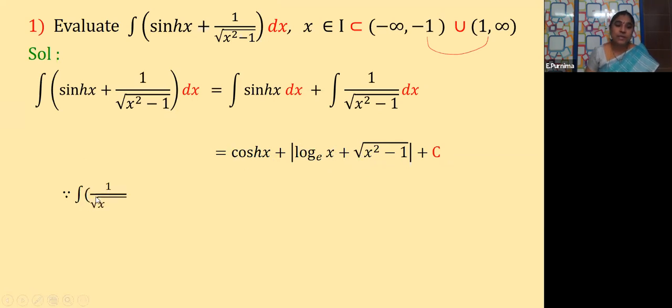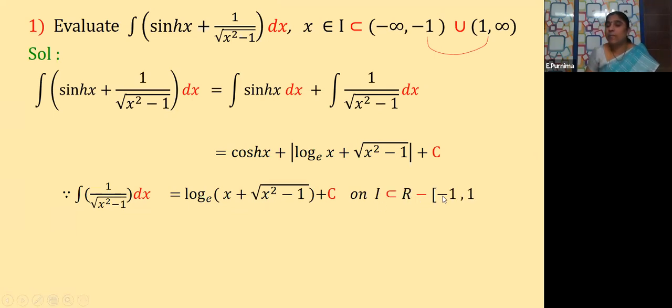Since the integral of 1 by under root of x square minus 1 dx is equal to log base e of x plus under root of x square minus 1 plus c, on I subset of R minus the closed interval minus 1 comma 1. This is the formula you have seen as the last one of our 12 formulas. At this interval, excluding these values, this is the integral value.